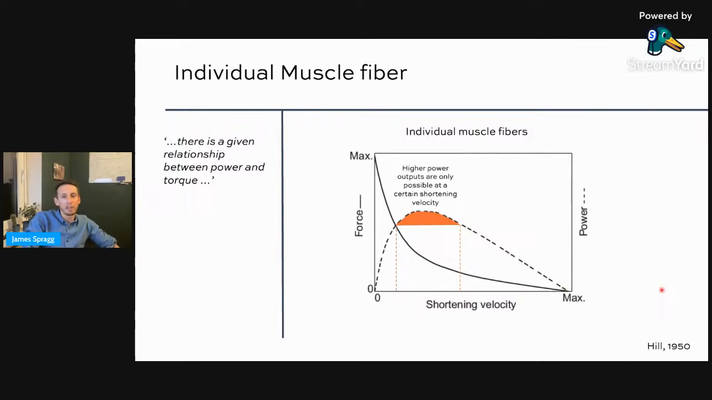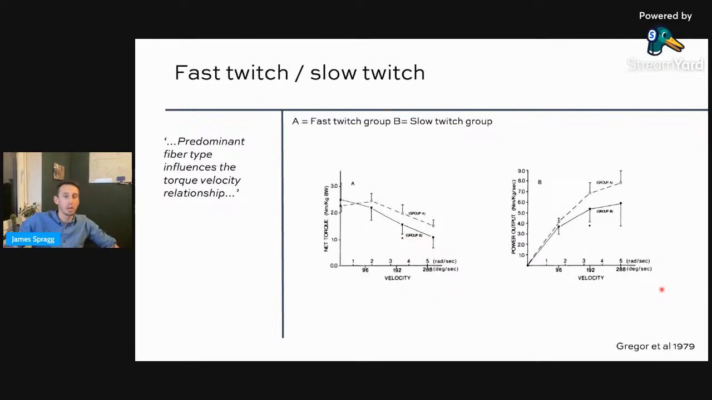So let's move on. That's an individual muscle fiber. Let's look at fast twitch, slow twitch fibers. Here we have some data from Gregor and colleagues back in 1979. What they looked at is the force-velocity relationship and the resultant power in predominantly fast twitch and predominantly slow twitch athletes. We can see that at all but the very slowest velocities, the fast twitch group were able to produce more force for any given velocity, and as a result, we saw a higher power output in the fast twitch group.